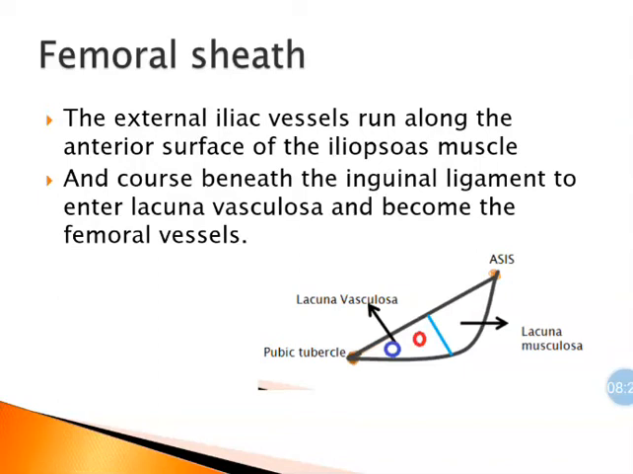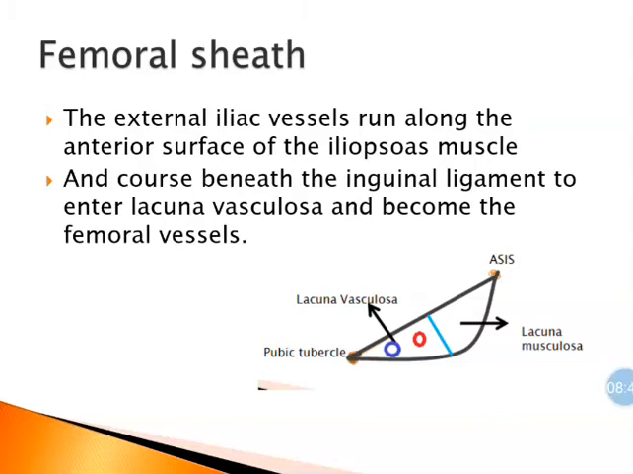Then we come to femoral sheath. The external iliac vessels run along the anterior surface of iliopsoas muscle. Then they course beneath the inguinal ligament to enter into lacuna vasculosa and become femoral vessels.